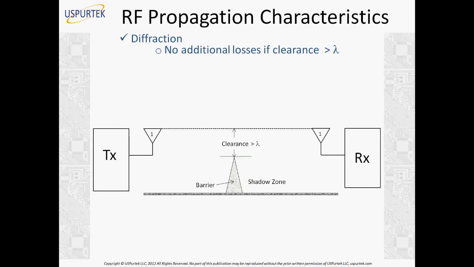Now let us see the behavior of this a little more. Here we decrease the height of the barrier. If we have clearance between the line of sight path between the transmit and receive antenna and the knife edge, the hilltop or the mountain top, that is more than one wavelength of the frequency that we are using, then there are no additional losses. The line of sight path has no impact. We just keep business as usual, as if this object was not there at all.